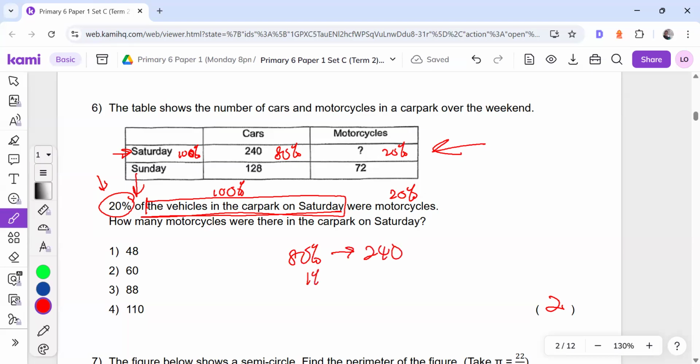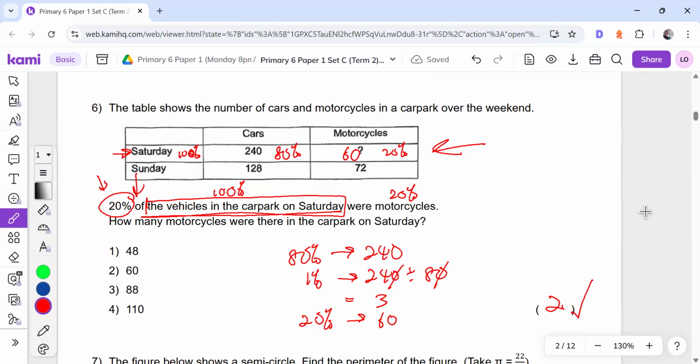And then you find 1%, which is you divide by 80, and no calculator. So what you do is you can cancel the 0. Then 24 divided by 8, you get 3. And then 20% will be 20 times 3. Right? So how many motorcycles on Saturday? There will be 60 motorcycles on Saturday. Am I correct? Do you get the answer correct? Yeah?